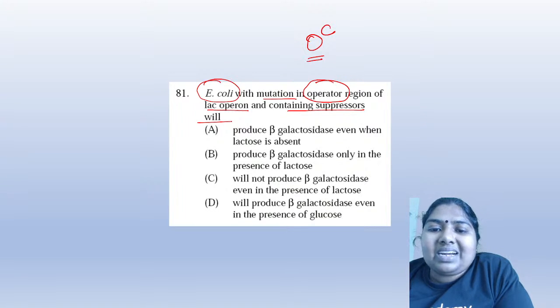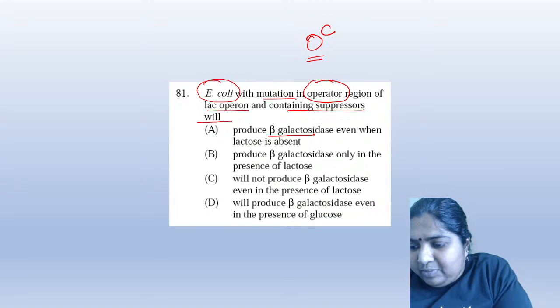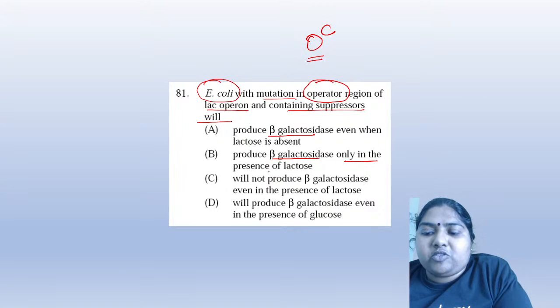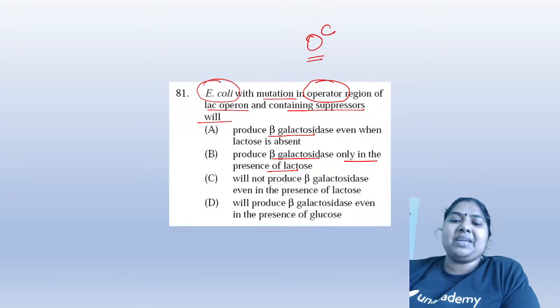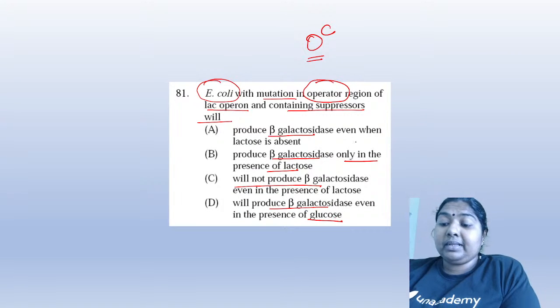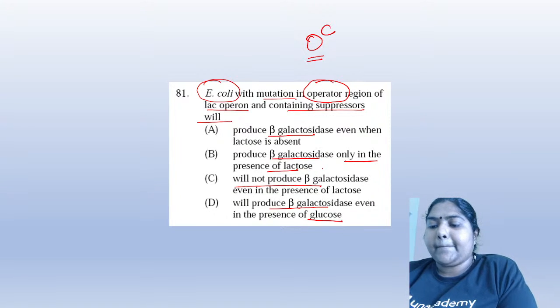So what will happen? Is it going to produce beta galactosidase? It is going to produce beta galactosidase even when lactose is absent. It is not going to produce beta galactosidase only in the presence of lactose. It will produce even in the presence of glucose. Which is the correct answer for this question? Come on, everybody.